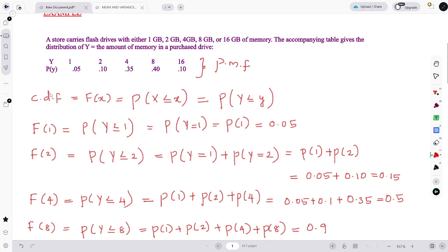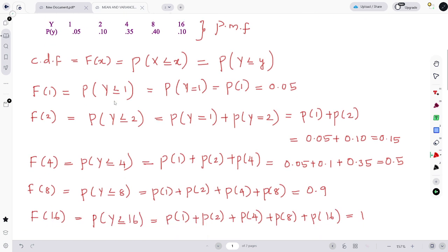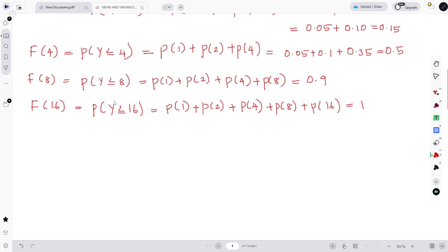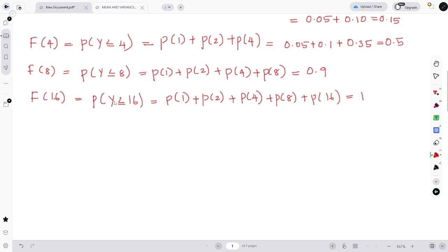So you can draw one more column here and write it as a table, or you can write it as a function model. Anything is okay. Now we can write the CDF in function form, that is capital F of y is equal to, what are the values?